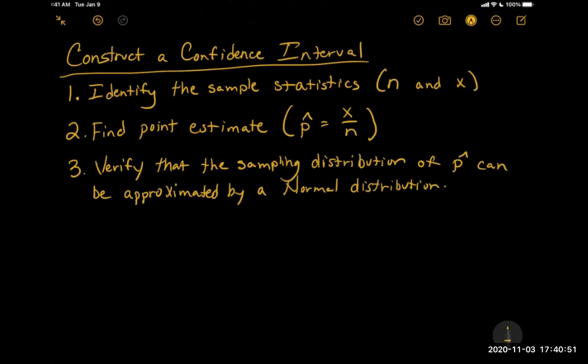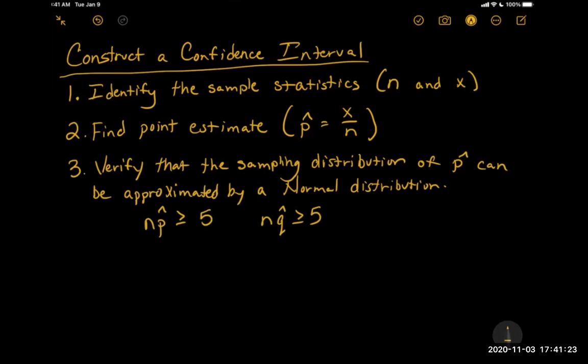Now, how can we make sure that our sample is big enough for us to use a normal distribution? It's a pretty simple hurdle to clear. All you have to do is make sure that your number of successes, meaning the number of people who said yes, and the number of people who said no, is at least 5. So the number of people times p hat is greater than or equal to 5, and the number of people times q hat is greater than or equal to 5.